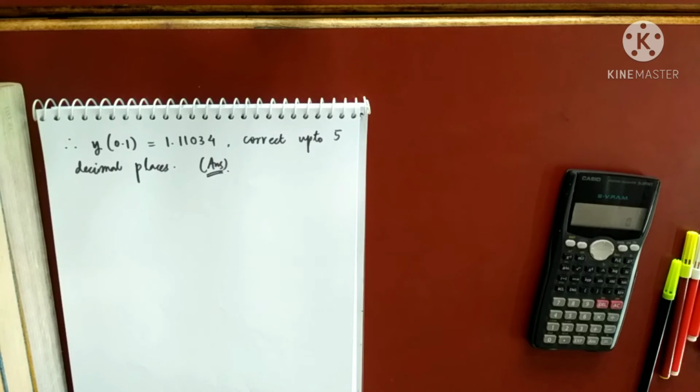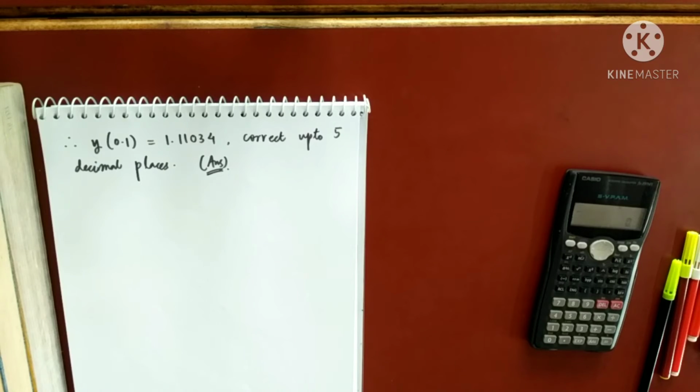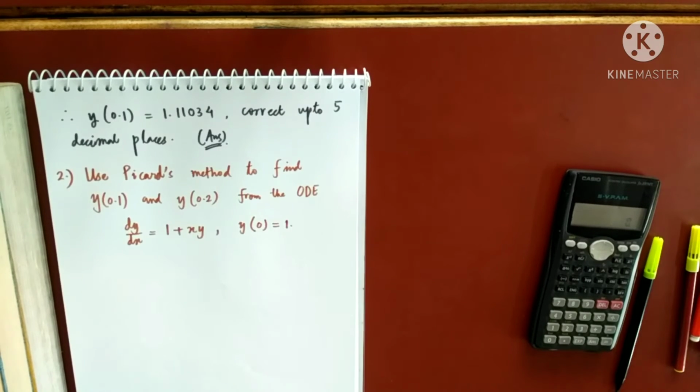See, in this question also they had not given up to which step we have to go, like up to how many decimal places we have to take. So whenever they have not written, please go for 5 to 6 decimal places. That is more than enough. If you are getting answers correct up to 5 or 6 decimal places, that is more than enough. Okay.